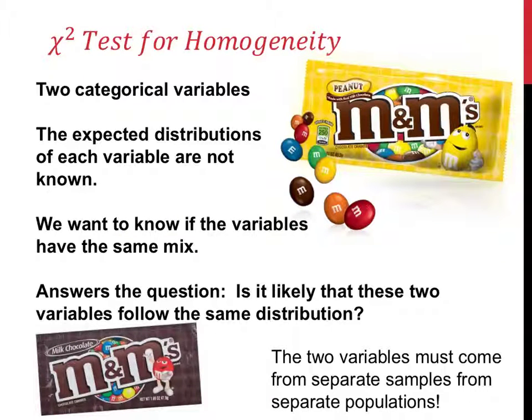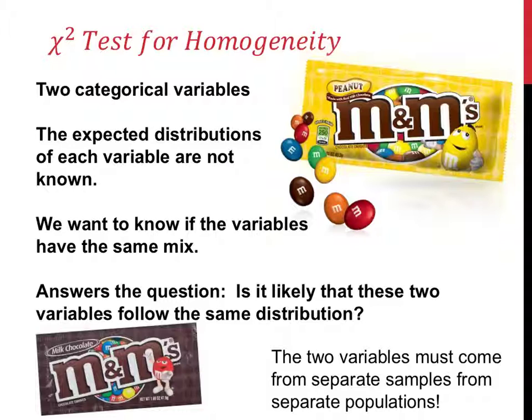The second test that we talked about in our chi-square unit is the chi-square test for homogeneity. You want to think of homogeneity as that word that you learned in science, homogeneous, a mixture that's all the same throughout. In a chi-square test for homogeneity, we've got 2 categorical variables. Very much the same scenario as a goodness of fit test, but now we've got 2 variables that we're looking at. And here, those distributions are not known in advance.